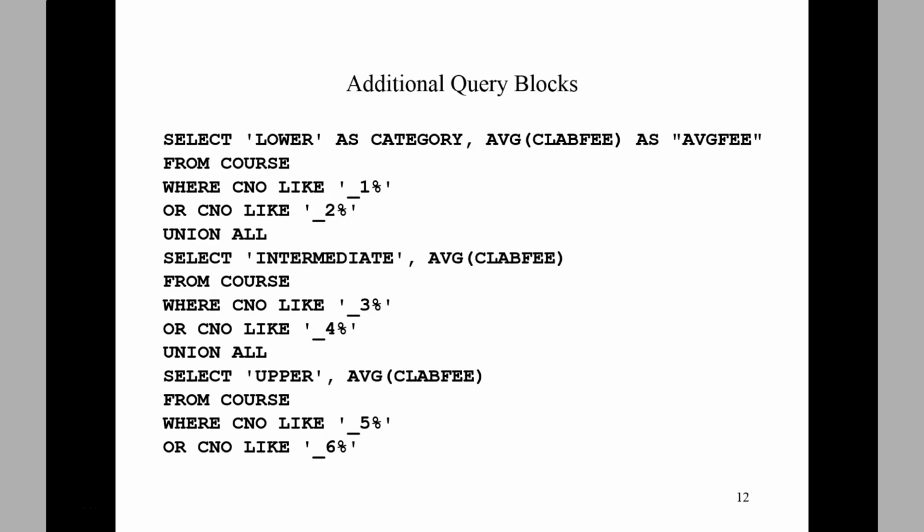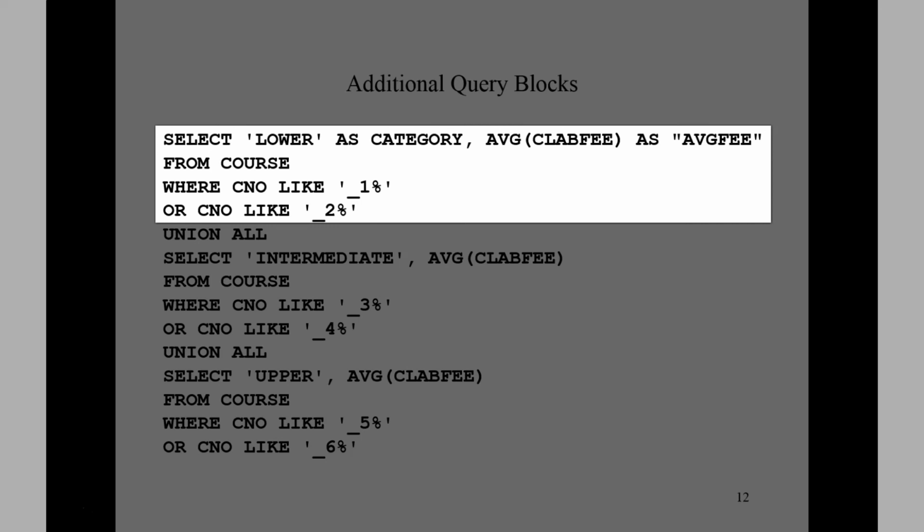The examples that we've seen thus far have involved merging the output of 2 query blocks. It's possible to merge more than 2 query blocks by using an additional union operator, as demonstrated in this example.